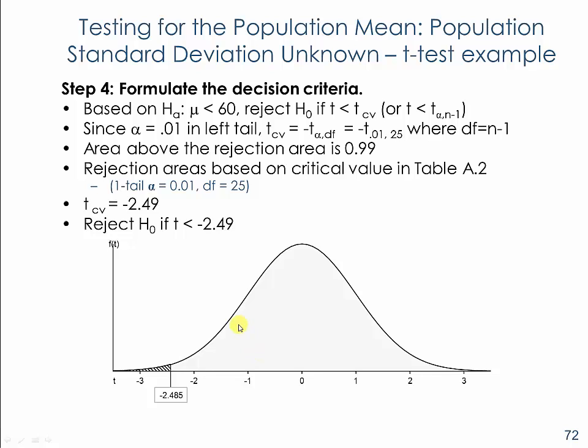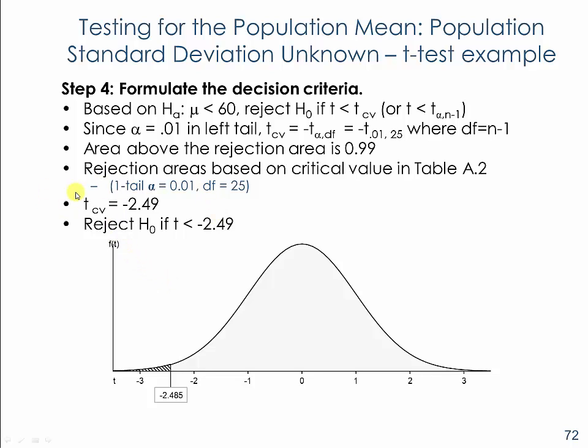So our rejection area based on the critical value in table A2 is that it's a one-tail test at alpha of 0.01, and the degrees of freedom is 25, n minus 1. So our t critical value is negative 2.49, or more precisely negative 2.485. We're going to reject the null hypothesis if the t value is less than negative 2.49. And we can find that critical value in table A2.